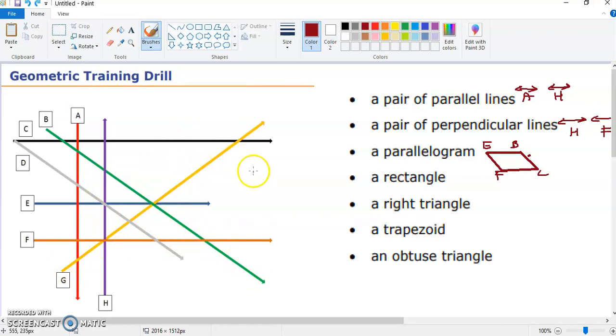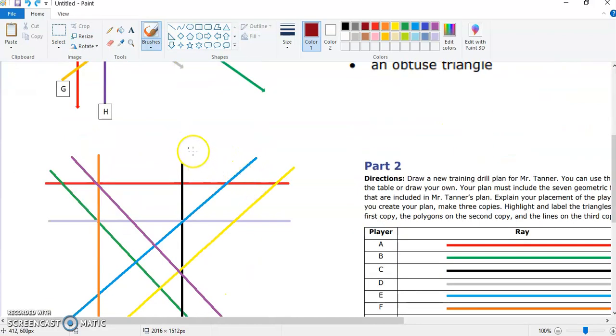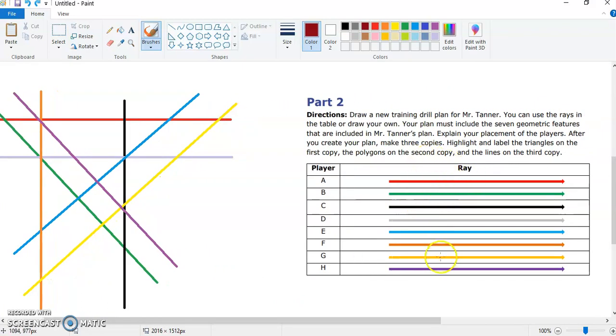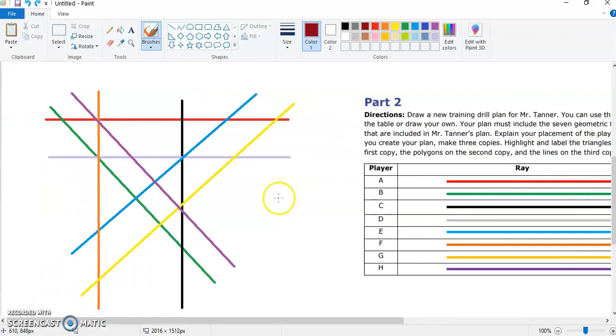Okay, and then later on, after you do Mr. Tanner's, you have to create your own. So they're going to give you these lines, and you create your own, and you can come up with whatever pattern you want to. And then after you create your own, or you can copy mine if you want to, they want you to highlight and label the triangles. They want you to label the polygons or the quadrilaterals, and then the lines.